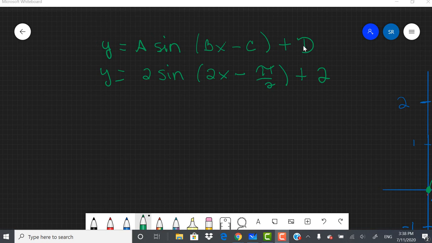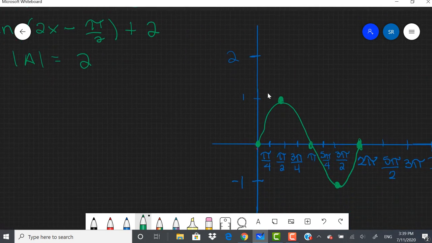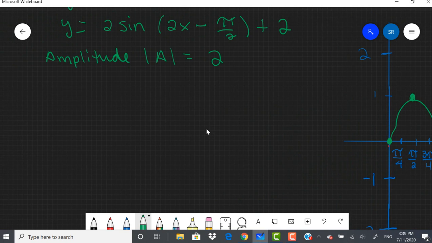Okay, so what we want to do first is look at what our amplitude is. This is the A, and it's going to be the absolute value of A. So here it is just 2, meaning instead of going up 1 in our regular sine here, we're going to go up 2. There we go.